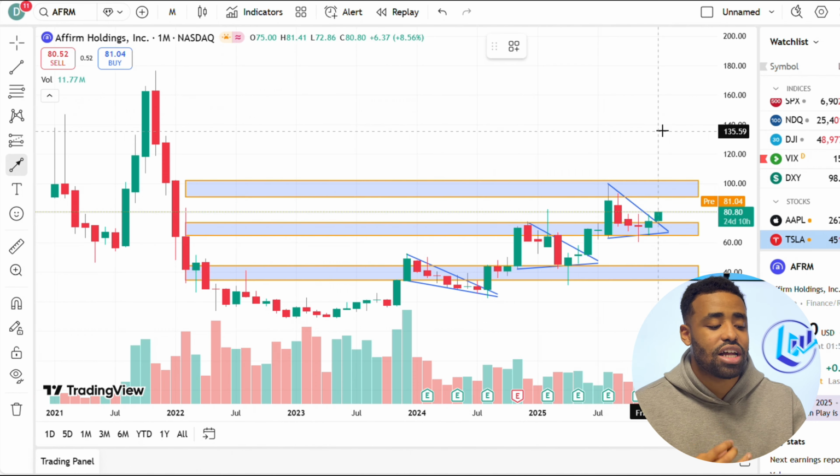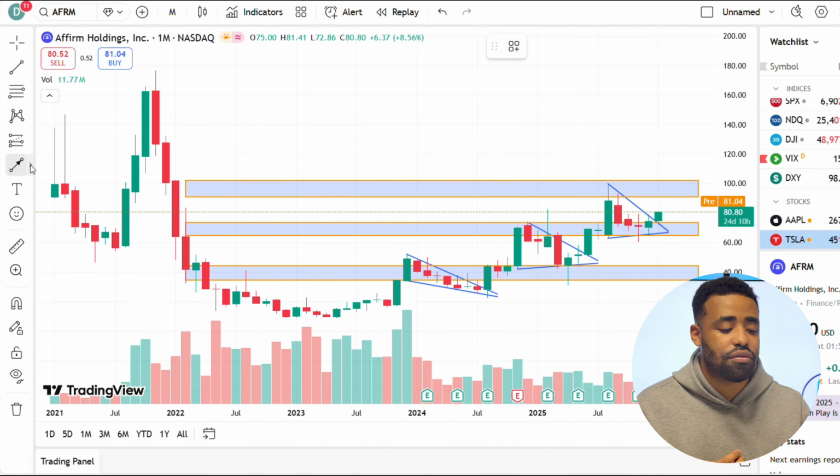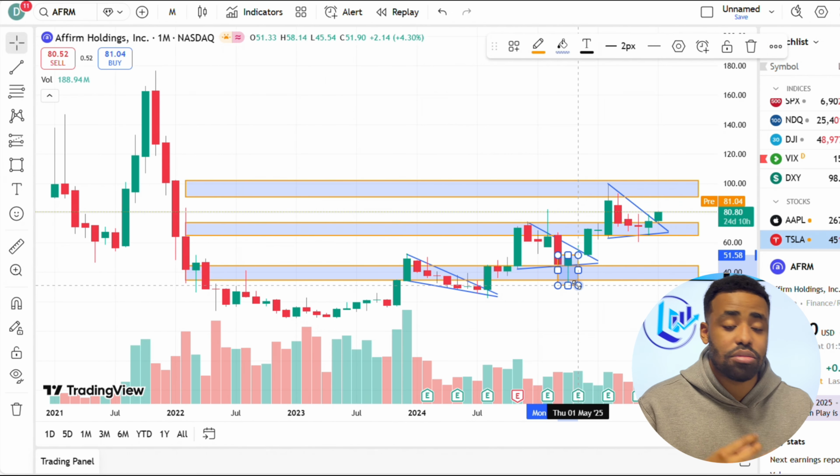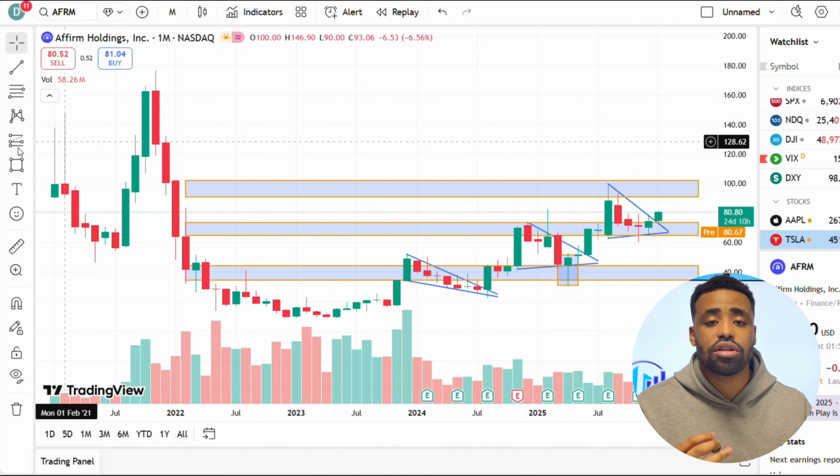Now let's get back to it. From here, I start to look at time. If a stock breaks out and collapses shortly after, we've all been there before, don't chase it. I'd rather see price spend days, sometimes weeks, going sideways or slowly grinding higher.